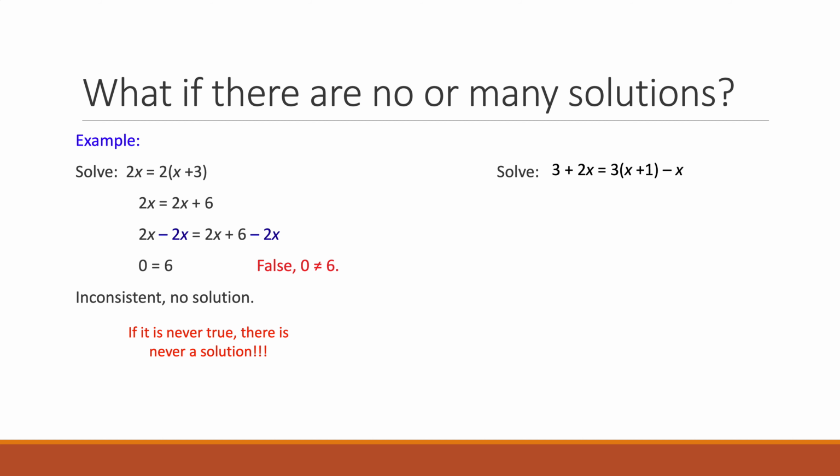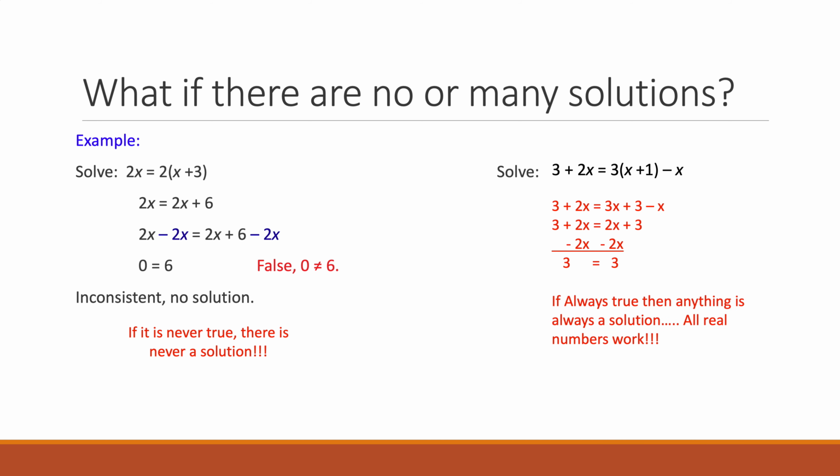Now let's take a look on the right-hand side and see, what do we do if we get one like this that we go to solve? Well, I get 3 plus 2x equals, distribute, 3x plus 3 minus x. Now a little same side, same operation here. The 3x and the negative x add up to 2x. And I subtract 2x from both sides. And now I get something completely different. Now I don't get 0 equals 6. I get 3 equals 3. So in this case, it is a situation where they're always equal. And if it's always true, if they're always equal, then anything is always a solution, any value of x.